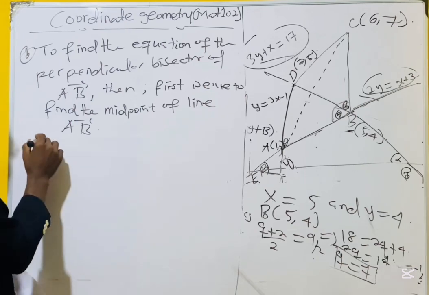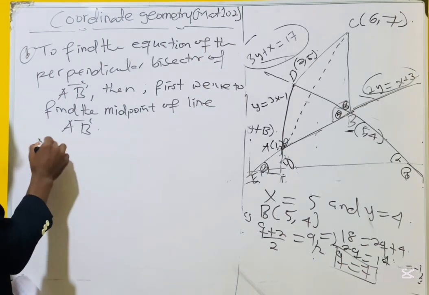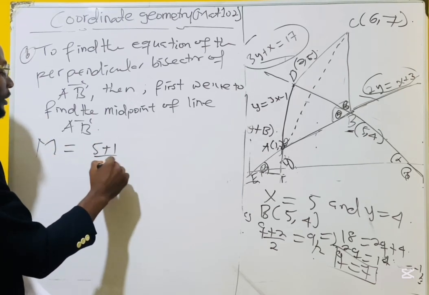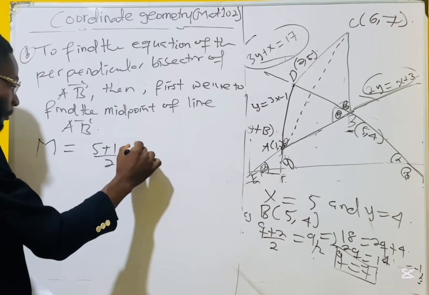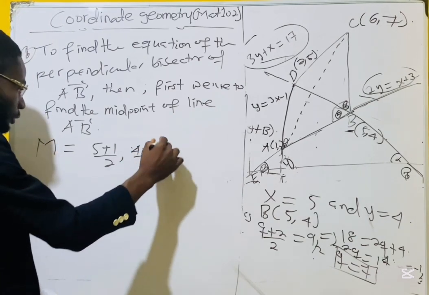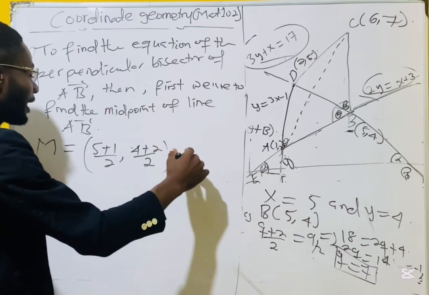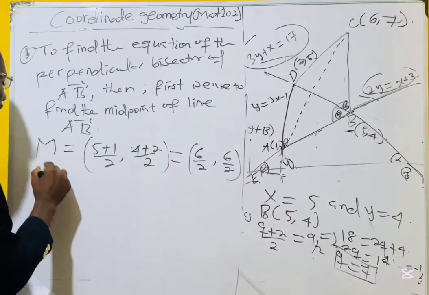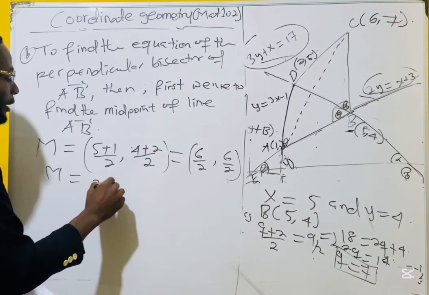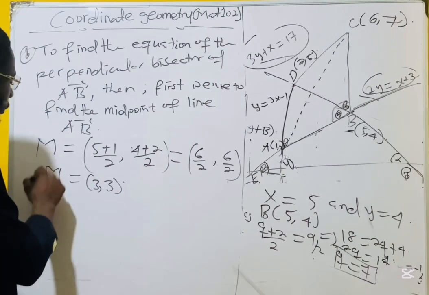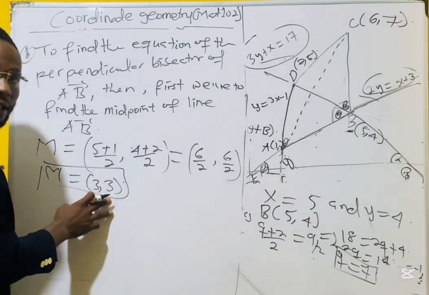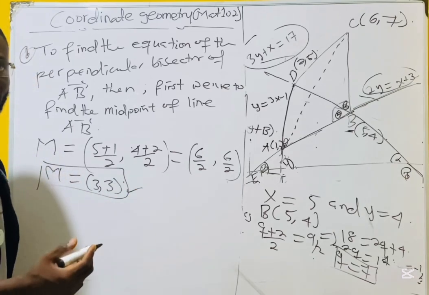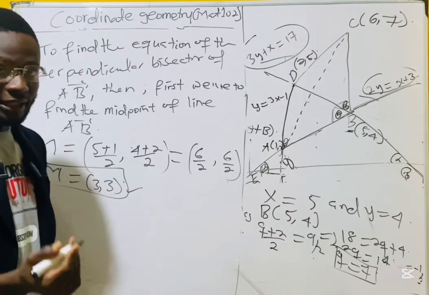So we are letting M be the midpoint, okay? So M should be equal to what? 5 plus 1 over 2 and 4 plus 2 over what? 2, right? So we say that the midpoint of line AB is 6 over 2 and what? 6 over 2. So that's our midpoint is equal to 3 and 3. Okay, so this is what we are going to use as what? The points. Okay, so we have this. What do we need? We need the gradient, okay?